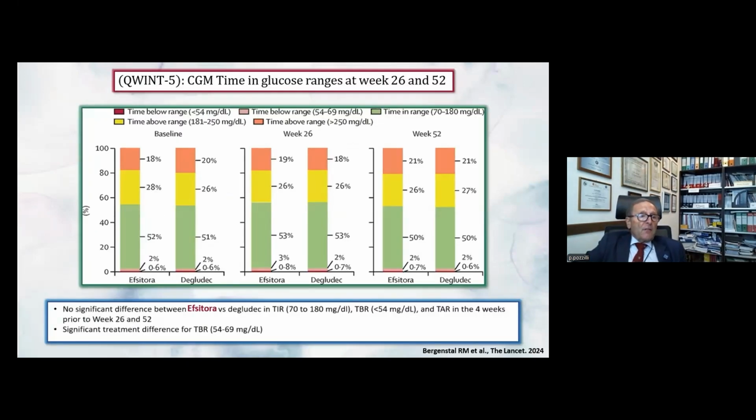Another interesting evaluation in the QUINT-5 study was to look at the continuous glucose monitoring time in glucose range at week 26 and 52 of treatment. So these patients were treated for 1 year. And as you can see, the time in range, the time below range, and the time above range are very similar between the two insulins, suggesting that indeed this insulin could be given safely to patients with type 1 diabetes to obtain an optimized metabolic control.